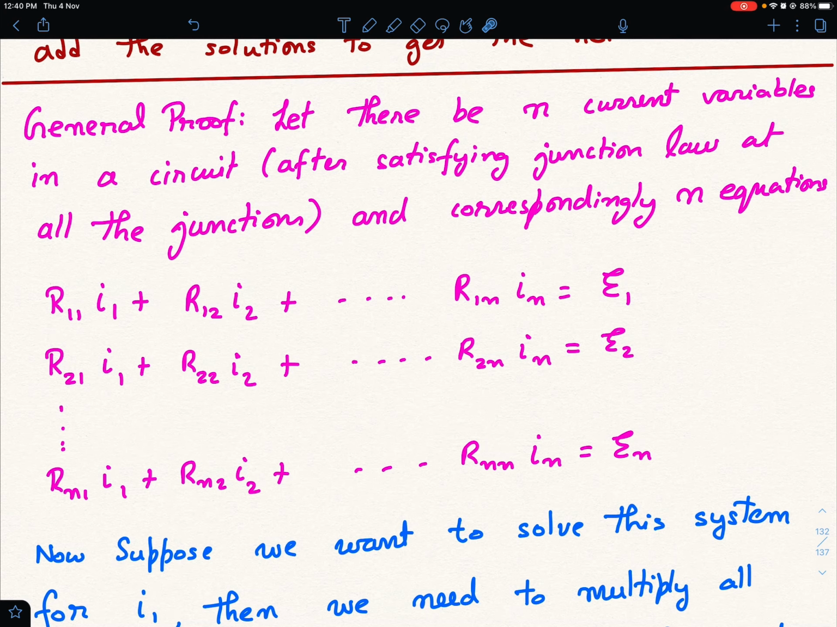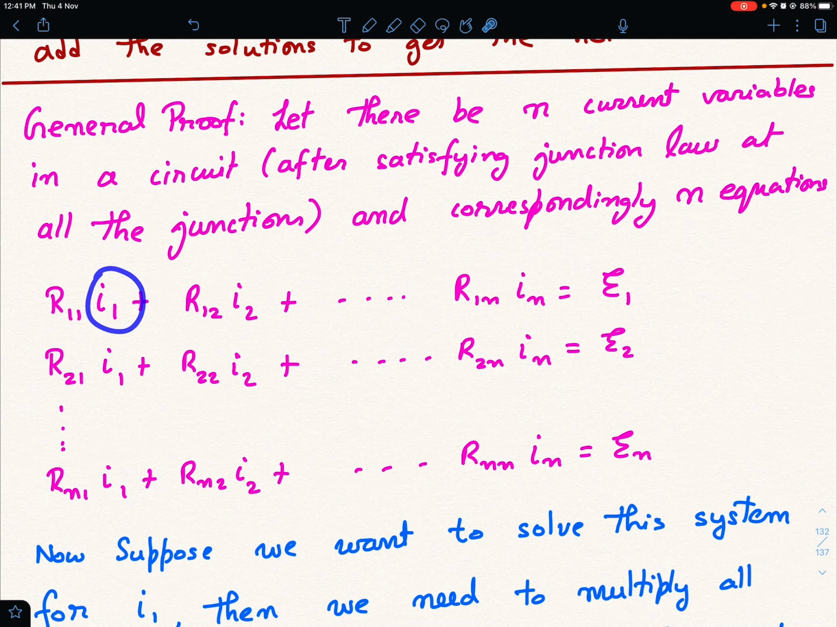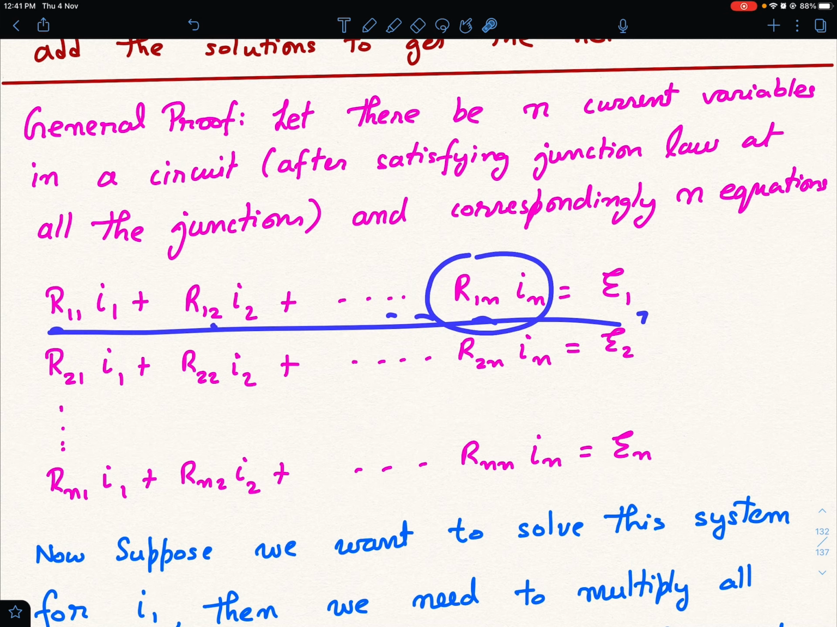In any loop there will be some current multiplied by some resistance, then some current multiplied by some resistance, and this will be equal to the EMF in the loop. So this is the form that the equations are going to take. So there will be some coefficient of I1, which is a function of resistances.